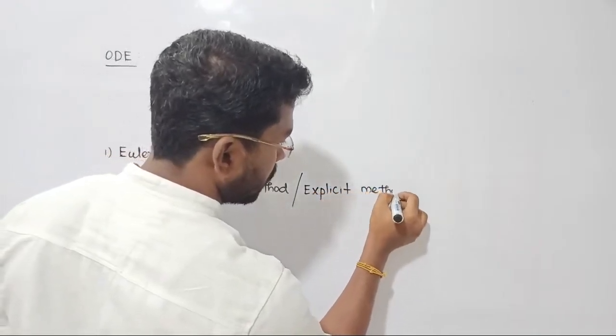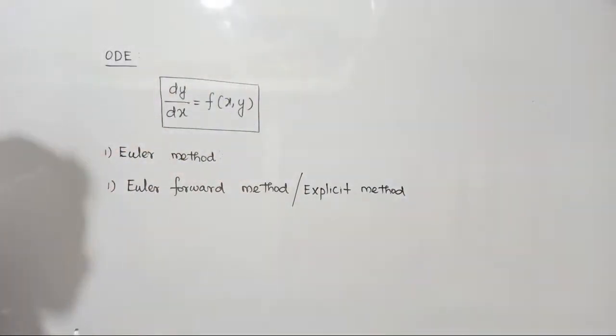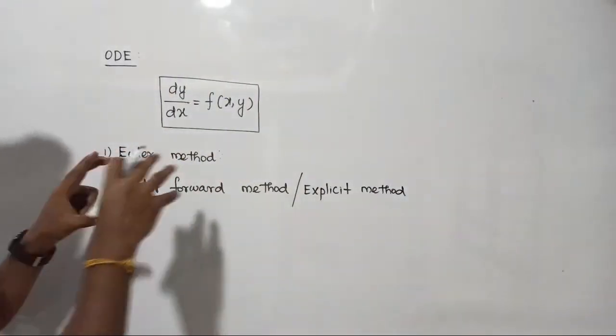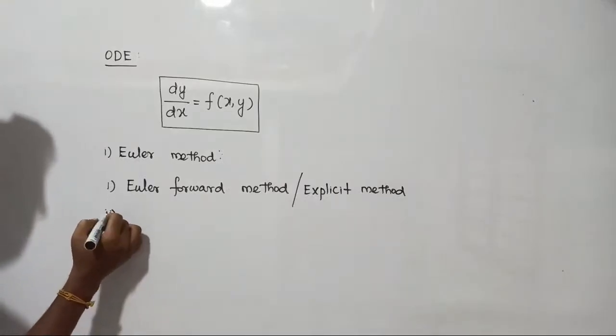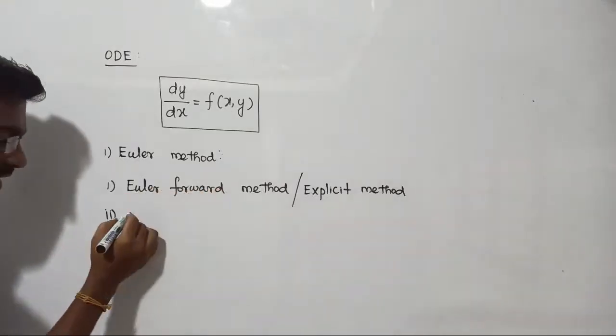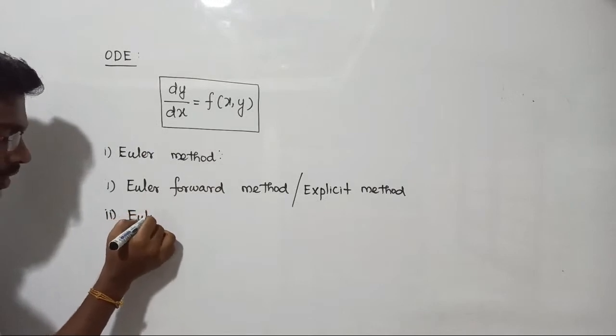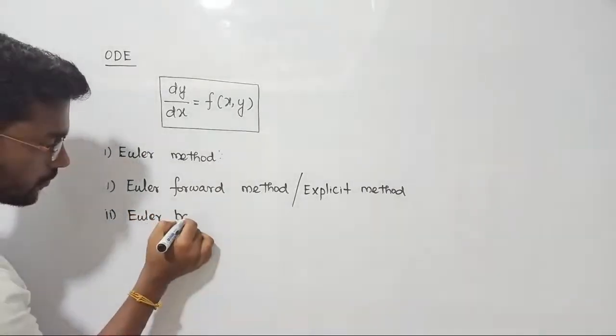Direct approach, that's all, right? No indirect approach. Explicit means you just take the given equation and solve it as it is, right? Whereas the modified Euler method, right? So Euler forward method first; second we are going to discuss the modified Euler method or Euler backward method.